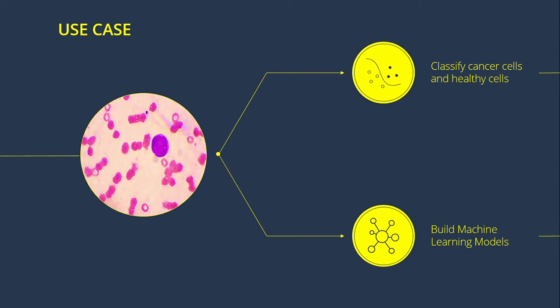Acute lymphoblastic leukemia is one type of blood cancer which can attack children below 5 years old and adults over 50 years old. This kind of cancer needs serious treatment. So in this project, my use case is to classify the cancer cells and healthy cells, and then build a machine learning model with high accuracy and high reliability that can classify the cancer cell and healthy cell of acute lymphoblastic leukemia disease.